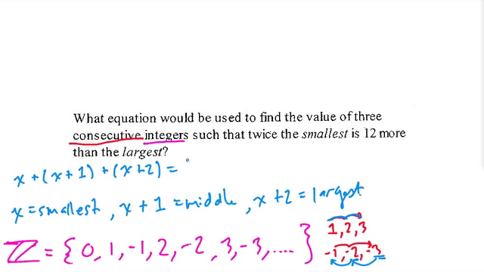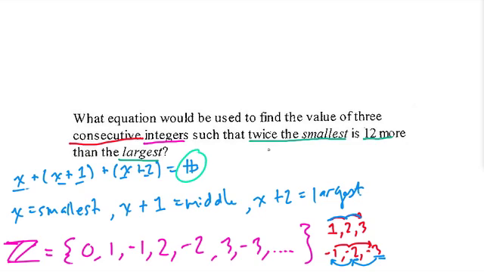They'll tell you a number. And what you would do then is simplify, add the x's, you get 3x plus 3 equals some number, and solve for x. But that's not what they're saying here. They're not telling you this number. They're telling you, how would you find the value of the integers such that twice the smallest is 12 more than the largest?